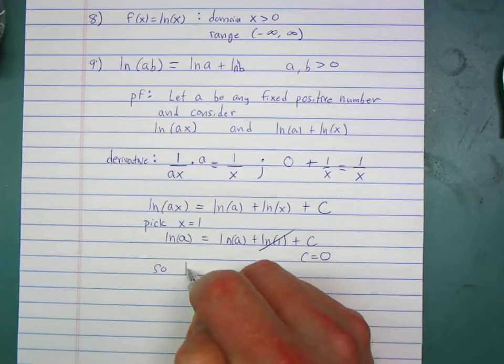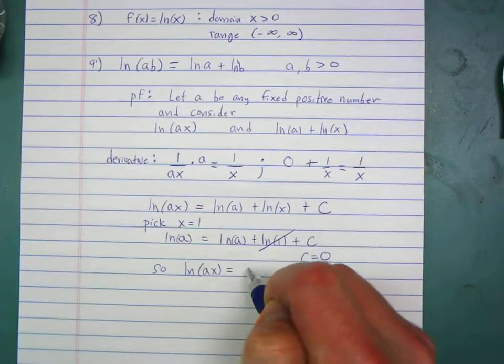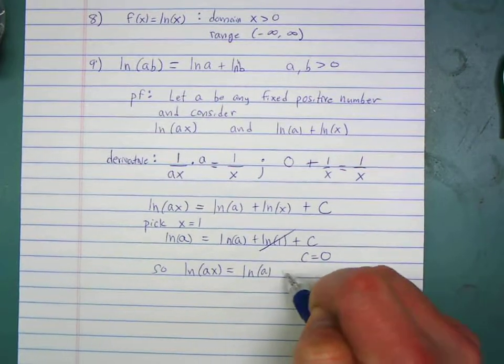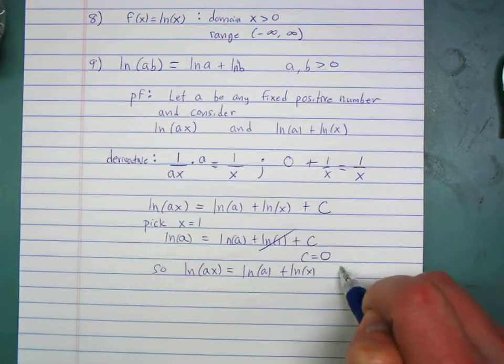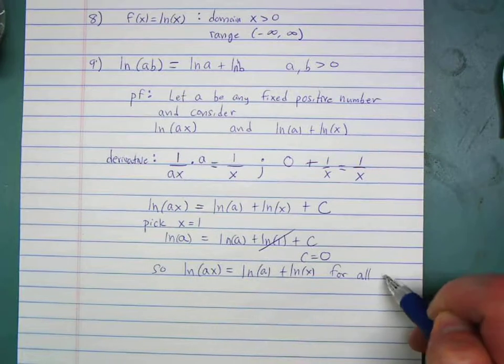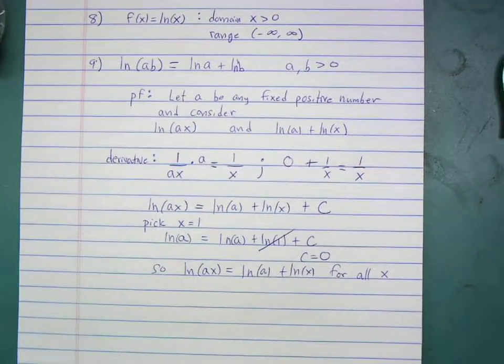So, ln of ax equals ln of a plus ln of x for all x. So there's that important property of logarithms. Questions on that?